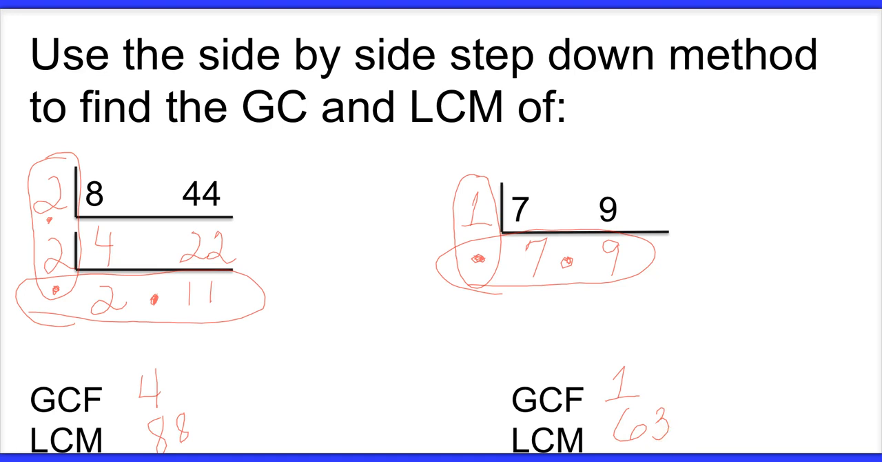Least common multiple is 63. Greatest common factor for 8 and 44 is 4. And least common multiple is 88. Nice job.